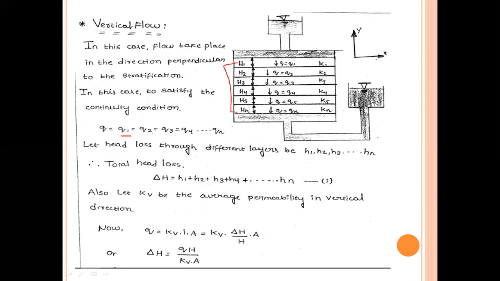Then Q equals Q1 equals Q2 equals Q3, and so on, equals Qn. Let the heads lost in passing through the different layers be h1, h2, h3, and so on, hn. The total head loss delta H equals h1 plus h2 plus h3 plus h4 and so on, hn. Consider this as equation 1. Next, let Kv be the average permeability in the vertical direction. Now Q equals Kv into i into A. Here i is delta H by H, so delta H equals Q into H divided by Kv into A.